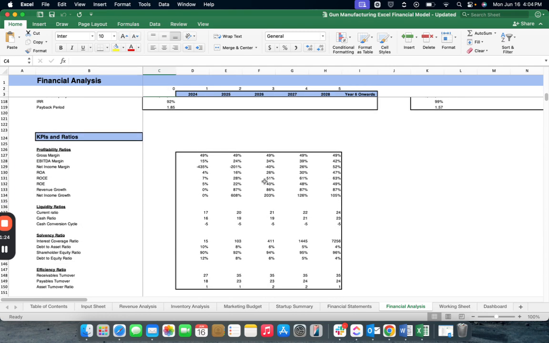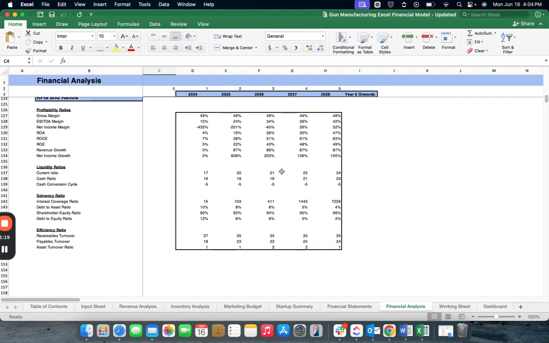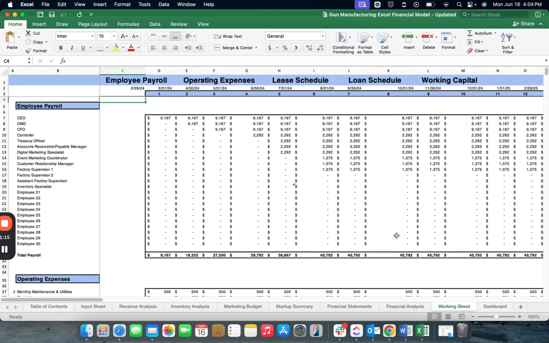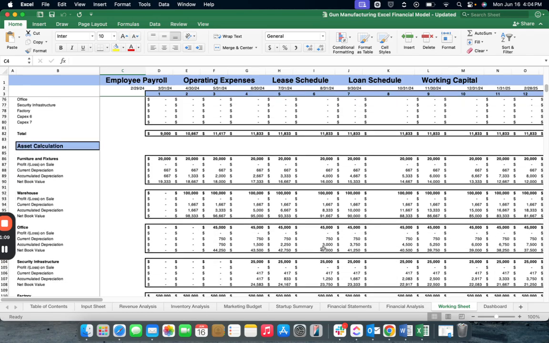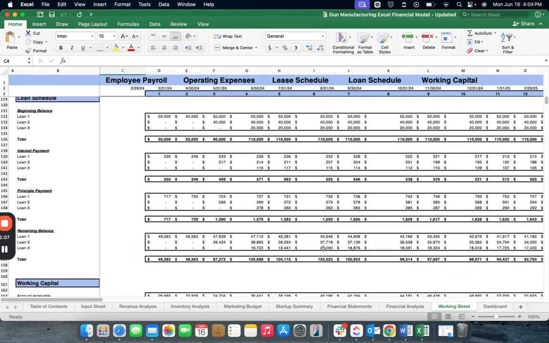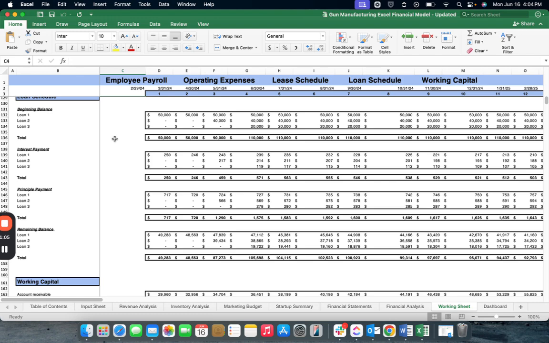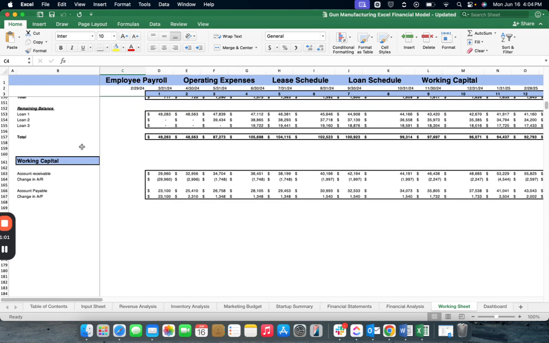And then we have KPIs and ratios, like profitability ratios, liquidity ratios, solvency, and efficiency ratios. Coming towards the working sheet, it's a calculation sheet for the employee payroll, operating expenses, and depreciation schedule. We have asset calculations and loan schedule. We have beginning balance, interest payment, principal payment, and the remaining balance. And we have working capital calculations.